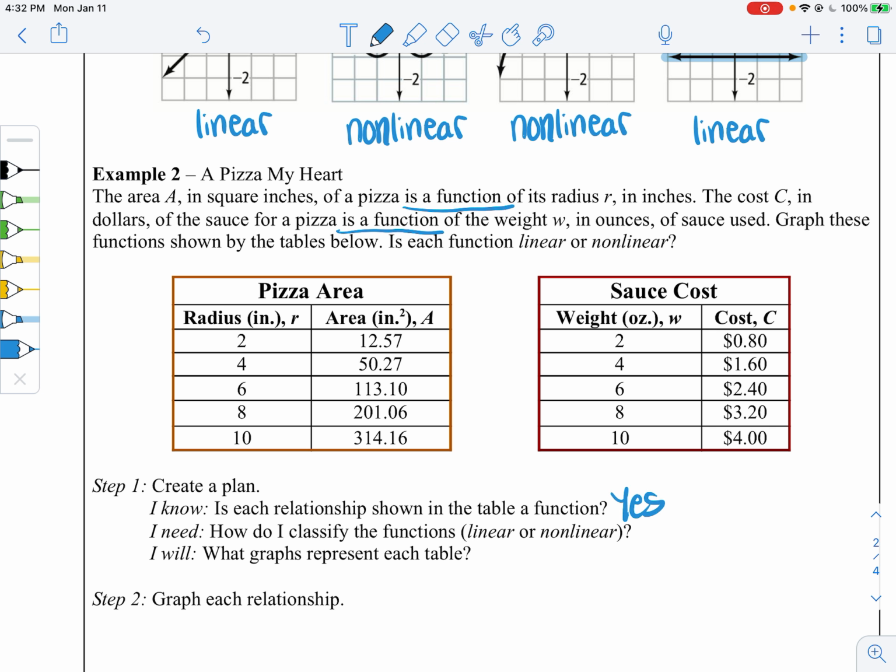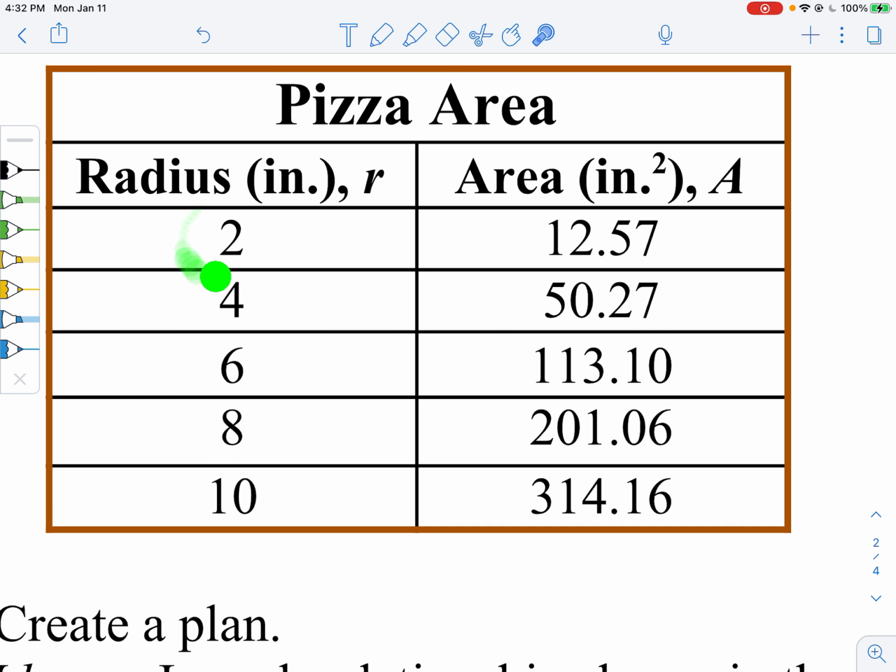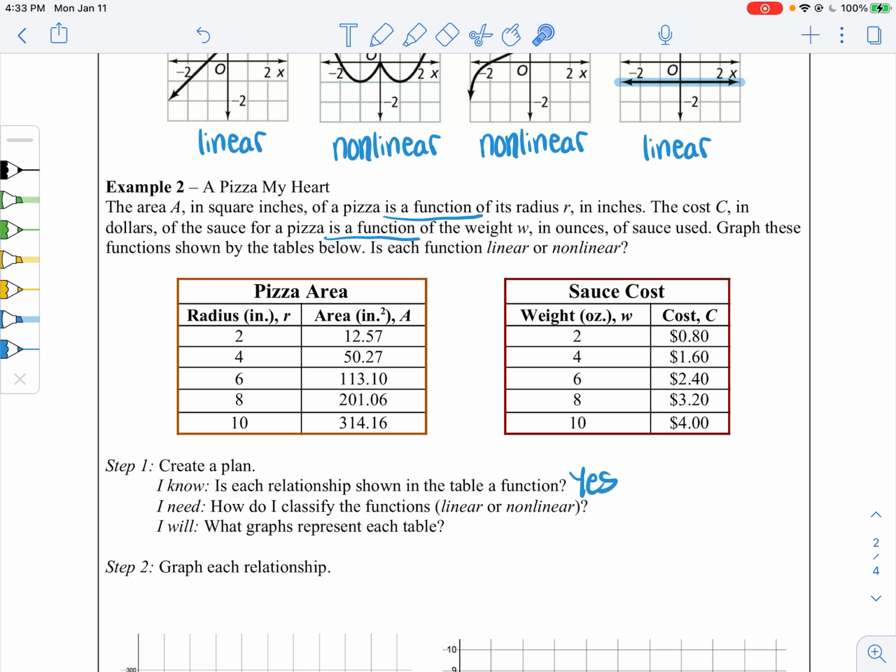You can also tell because there's only one output for each input. It's not like a 2-inch pizza has 12 square inches, but also 50 square inches. That's not how that works. Each maps to 1, so that counts. Same thing here. It's not like 2 ounces cost 80 cents, and also 2 ounces cost 5 cents. No, they only map with 1, so they are functions. Now, how do I classify the functions? Are they linear or are they non-linear? I don't know. Let's look at a graph.